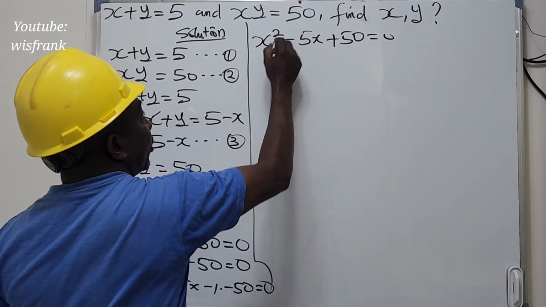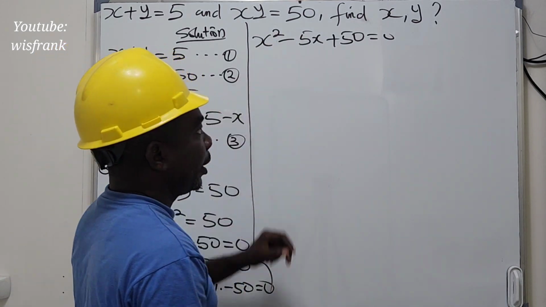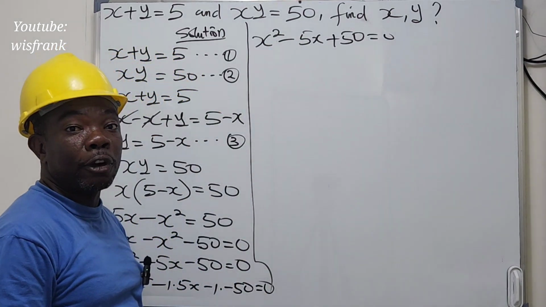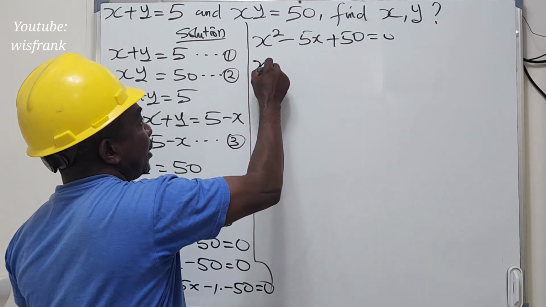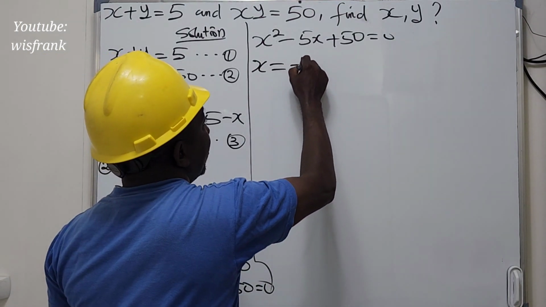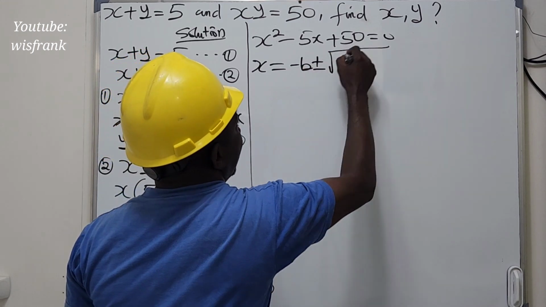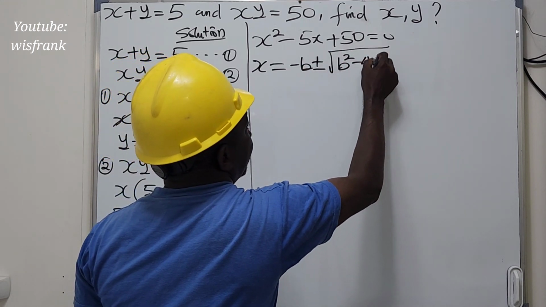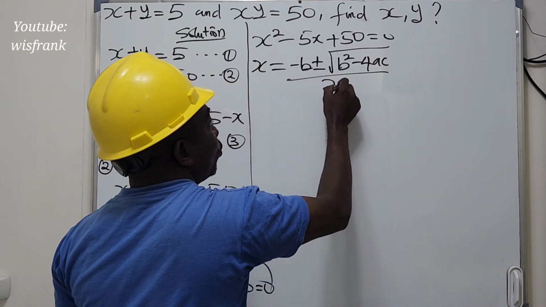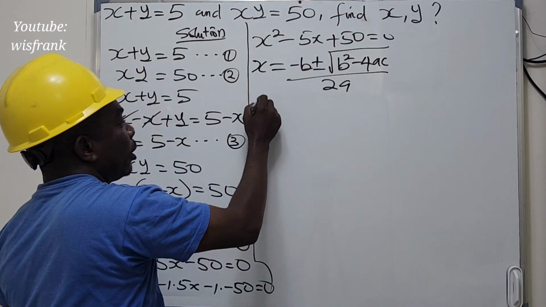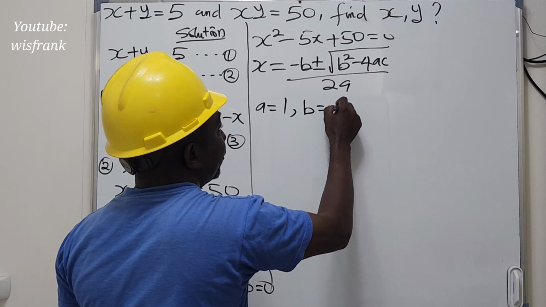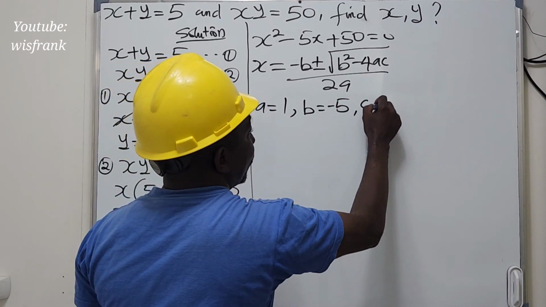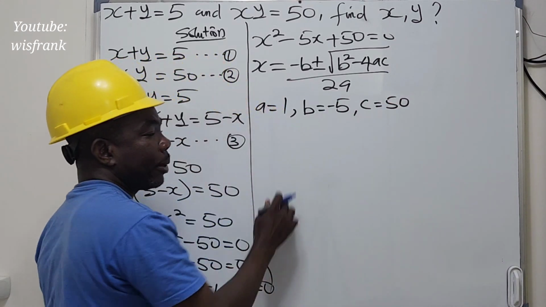So in this situation, we have our quadratic equation here. And we are going to use the quadratic formula to find the value of x from this equation. The quadratic formula is x equals minus b plus or minus square root of b to the power of 2 minus 4ac, all over 2a. From this equation, our value of a equals 1, our value of b equals minus 5, and our value of c equals 50. We have these parameters here.